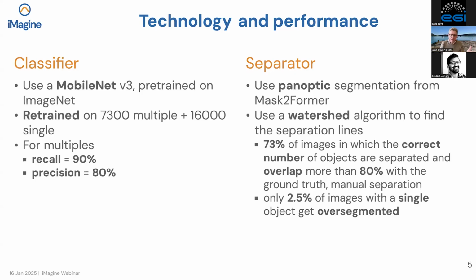Okay. So the idea that you would run this, you extract all the multiples, and then you run them through the separator. So the separator is using a different architecture, which is based on what's called panoptic segmentation. Panoptic segmentation means that we're segmenting the whole image, okay? And we're using a way to do this model that's called Mask2Former to do this.